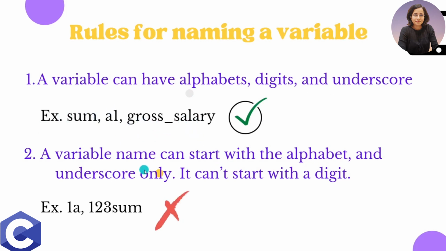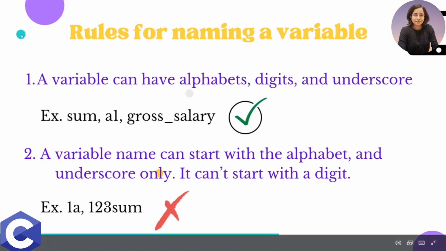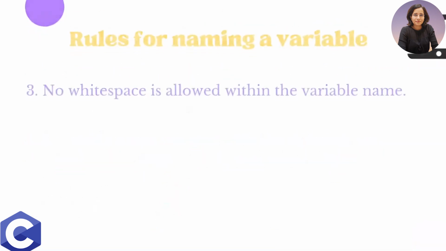A variable can start with alphabet and underscore only. It cannot start with the digit. So you can see here the example. First I have written 1, then a, which is not allowed. Always variable should start with alphabet, not with the numbers. Then what are the other rules we have?